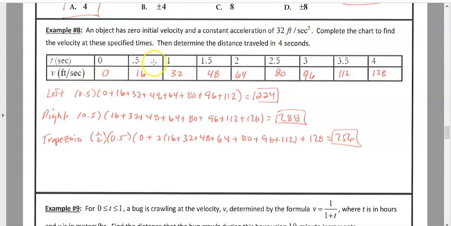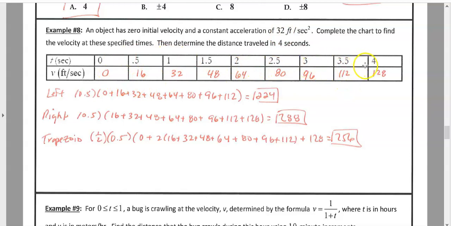And so at time equals 1, we have 32 feet per second. And so we're taking the number here and we're going to multiply it by the number you see here. So 1/2 of 32 is 16. 2 times 32 is 64. 3 times 32 is 96. And then 3.5 times 32 is 112. So you guys get the idea with this.